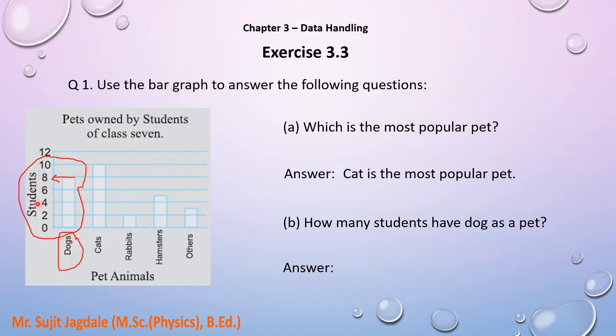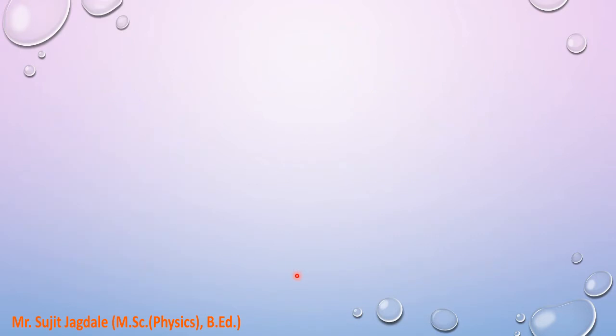That means 8 students have dogs as a pet, so our answer will be 8 students have a dog as a pet. So in this way you can find the number for a particular bar by using the bar graph. By using the bar graph we can find the number of students, or any information can be found. Okay, we will see a similar example again, the second one.